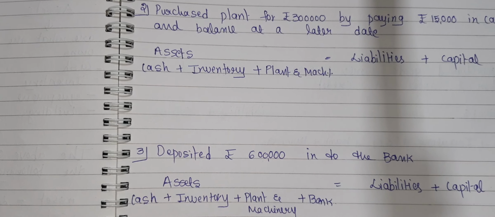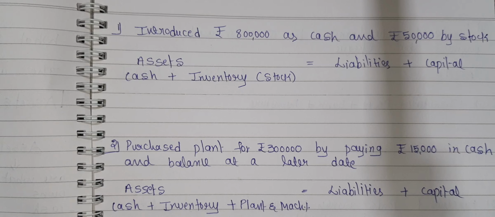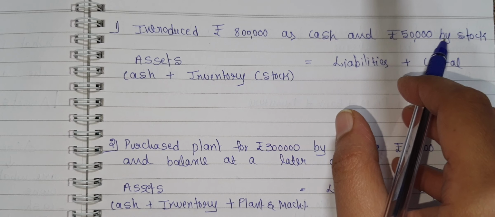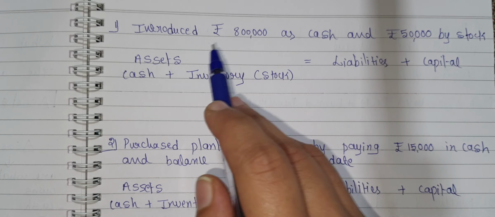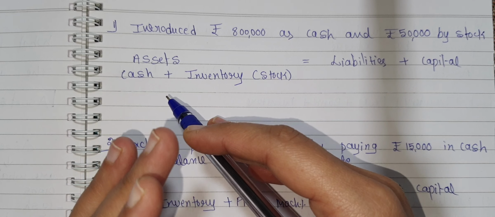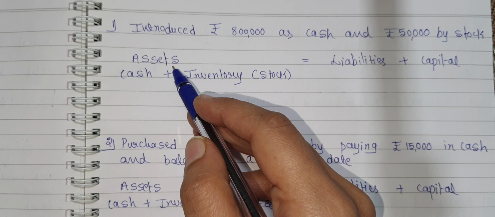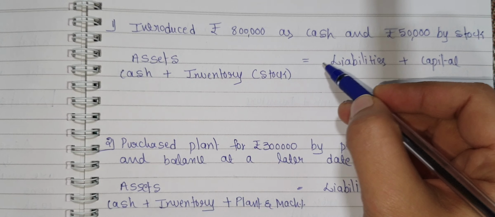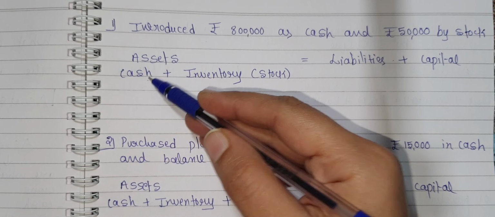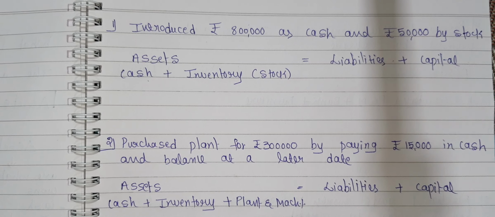In the first transaction, the owner introduced rupees 80,000 as cash and rupees 50,000 by stock. Introduced means invested. First we write the equation: assets equals liabilities plus capital. Under assets, cash will come, that is rupees 80,000, and inventory or stock, that is rupees 50,000.